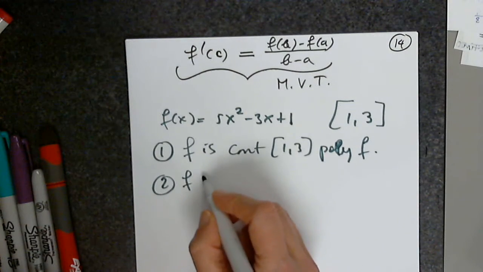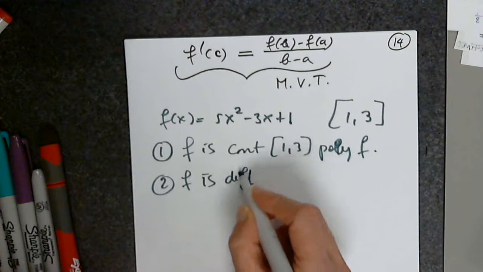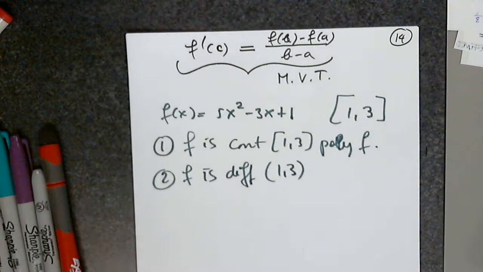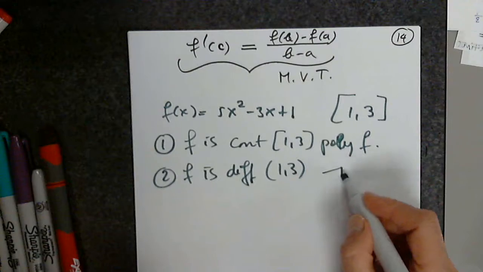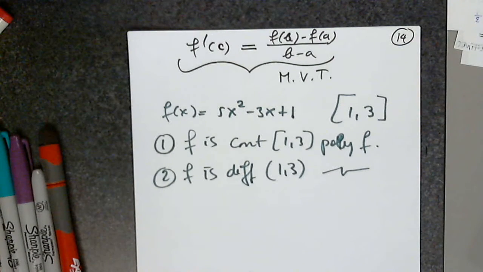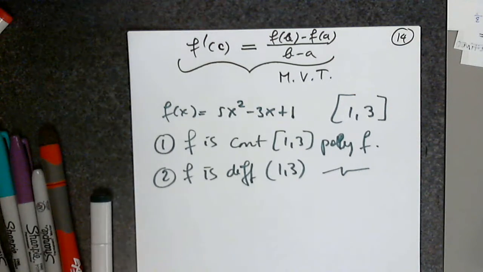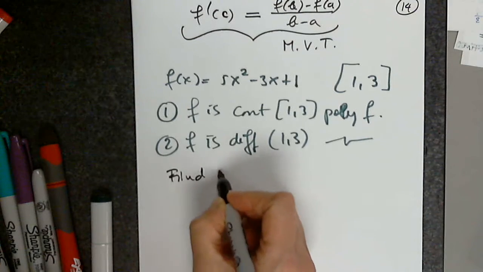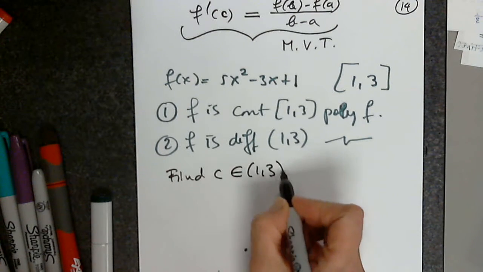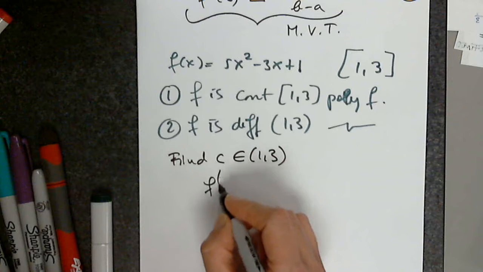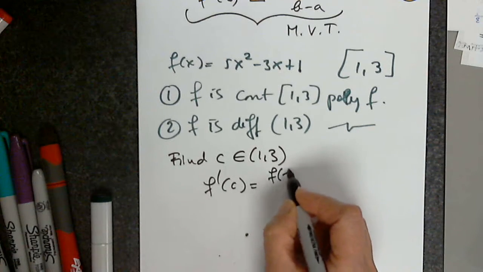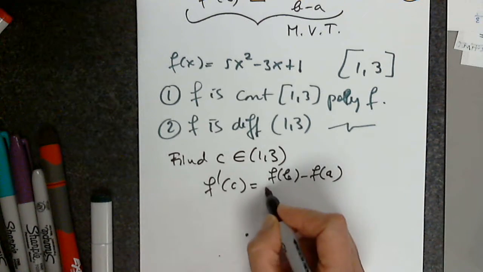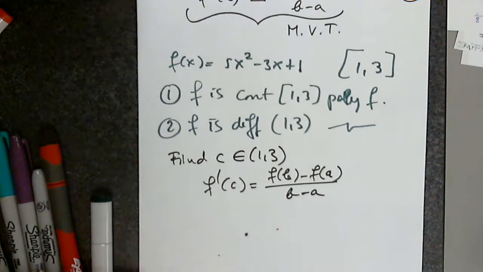Number 2, is f differentiable, at least on the open interval (1, 3)? For the same reason, because it's a polynomial function. Polynomial functions are continuous and differentiable everywhere. Okay, good. So now I have to find c in the open interval (1, 3), such that f prime of c equals f of b minus f of a over b minus a.